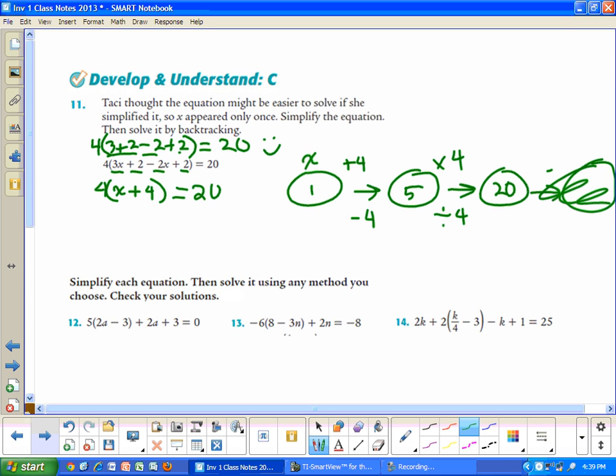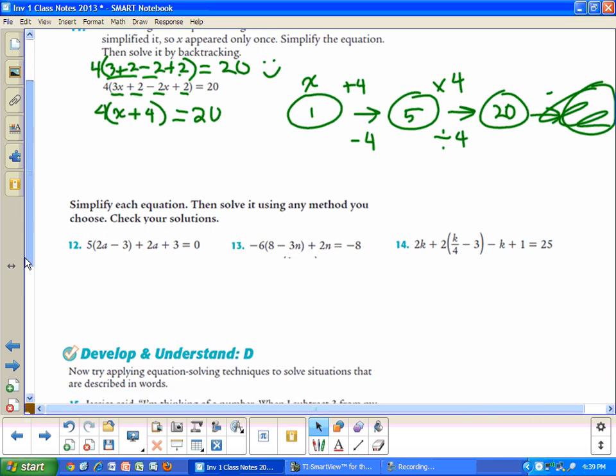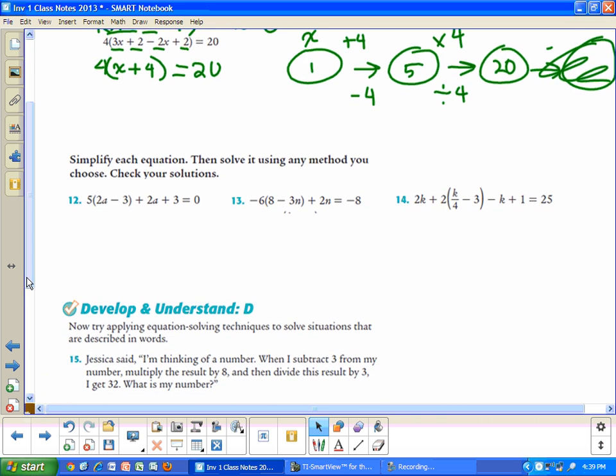All right. So in each of these, simplify them first, and then solve using any method you choose. If you like doing the same thing to both sides, that's cool. If you like the backtracking, then go ahead and do that. I'll do this middle one with you. So we can see there's n's in 2 places here, so we need to somehow simplify that. First thing I'm going to use is the distributive property, I think, here.